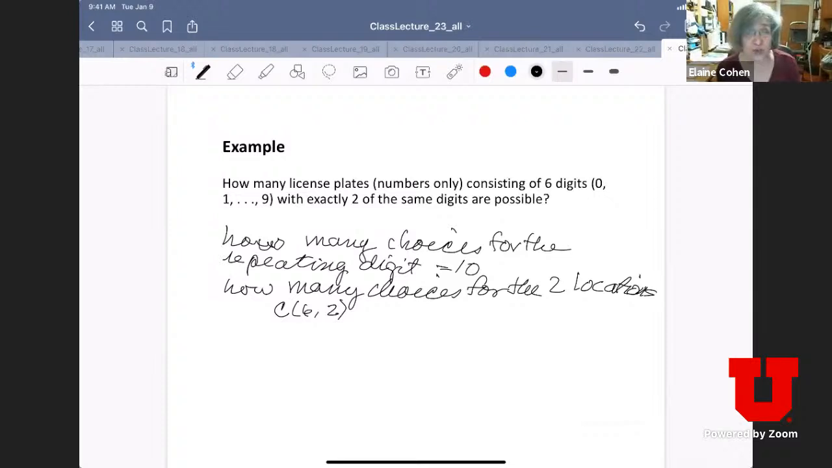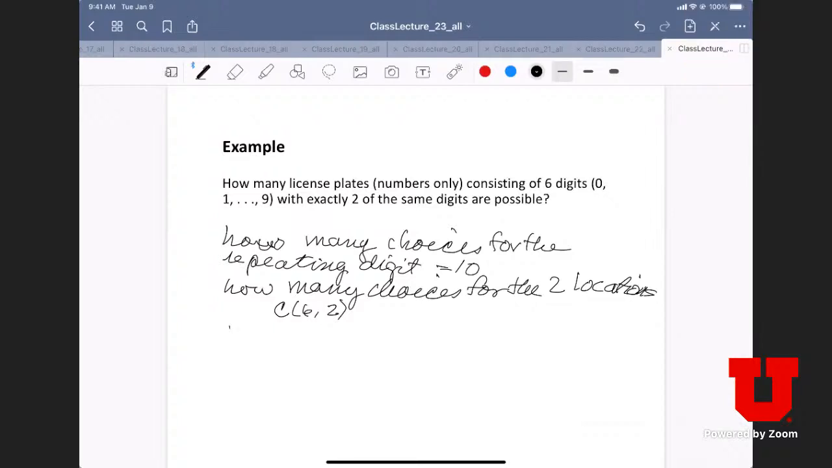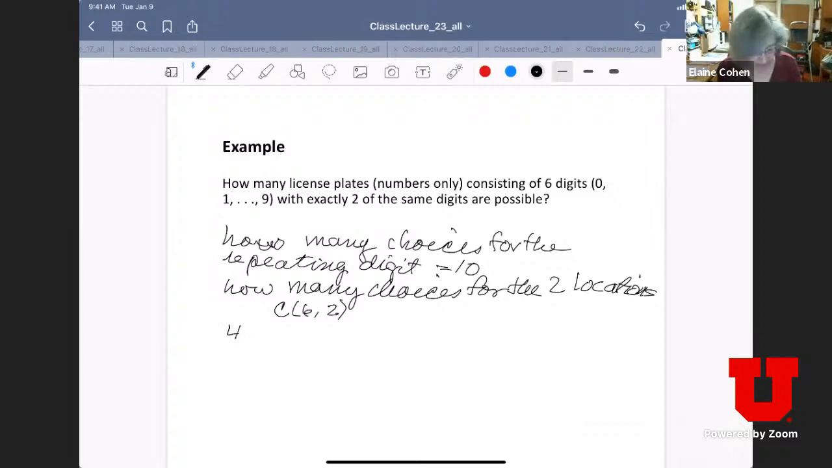How many places do we have left to fill in? 4. We have 4 places. How many different digits can we choose from for those 4 places? 9. Does order matter?